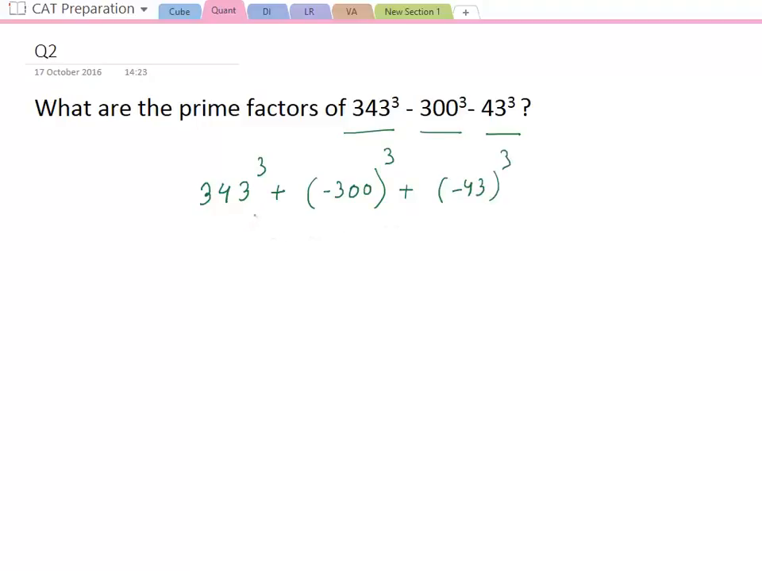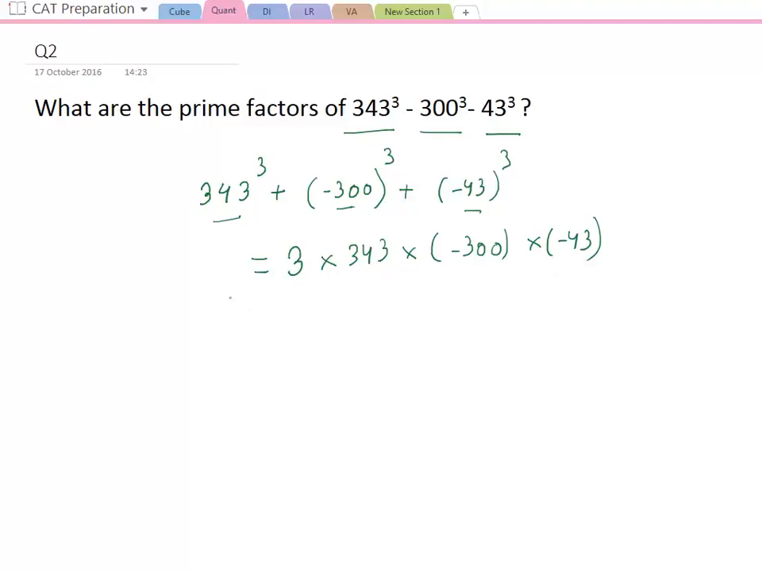And now it's in the format of a cube plus b cube plus c cube. And we had discussed earlier that when a plus b plus c is equal to 0, this will be equal to 3 into a into b into c. Now, is that the case here? It is. 343 minus 300 minus 43 is equal to 0. So we can write this expression as 3 into 343 into minus 300 into minus 43.